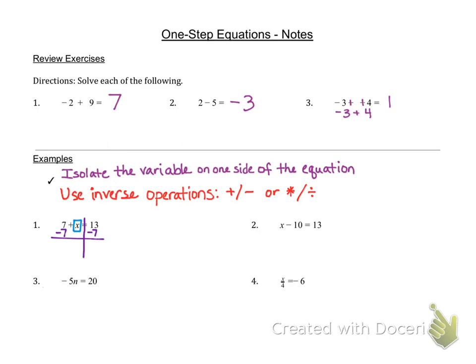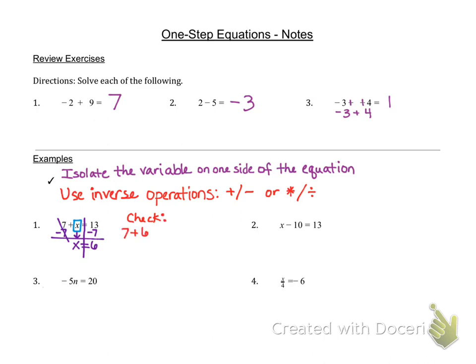So 7 minus 7 is 0, which is why I can cross that out. I'm going to bring the x down, and then 13 minus 7 is 6. So my final answer is x equals 6. And the awesome thing about solving equations is you can always check your answer. So the way that you can check your answer is by taking x equals 6 and substituting that back in your equation. So let's try that out right now.